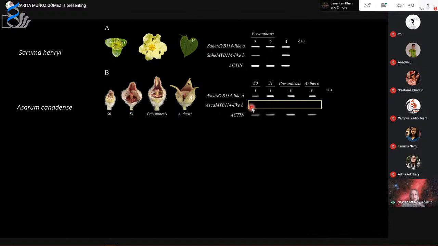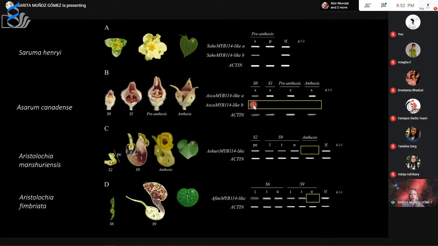The second copy was actually not found. The expression was not found in any of the developmental stages. We also evaluated two species inside the Aristolochia. So we evaluated Aristolochia manchuriensis in three different developmental stages.